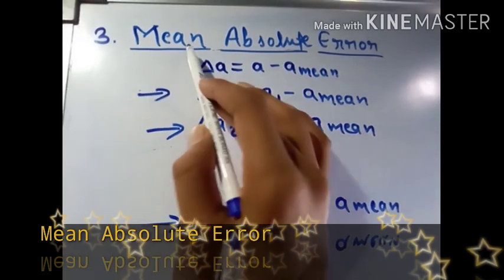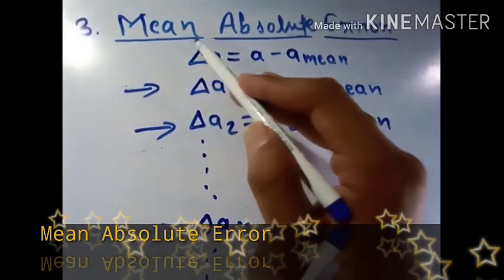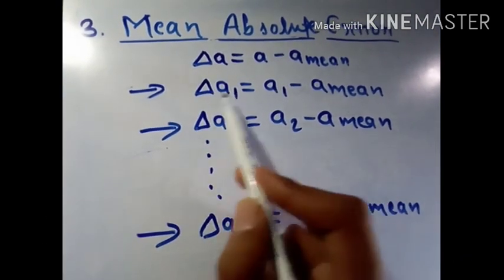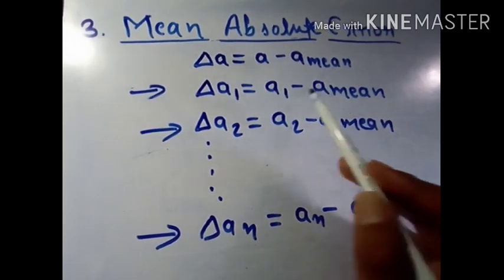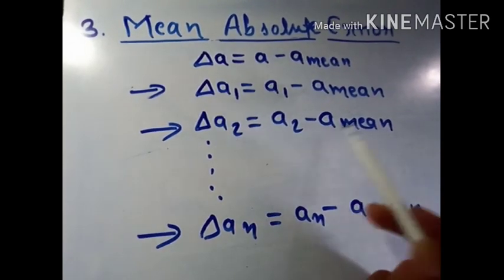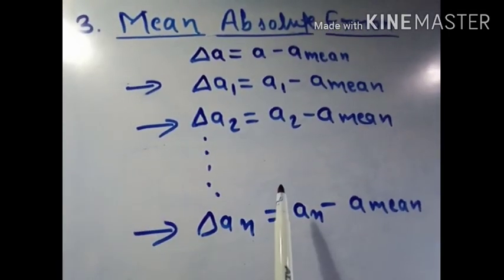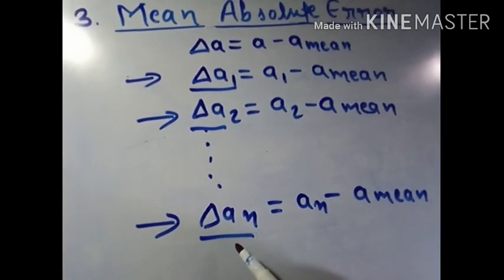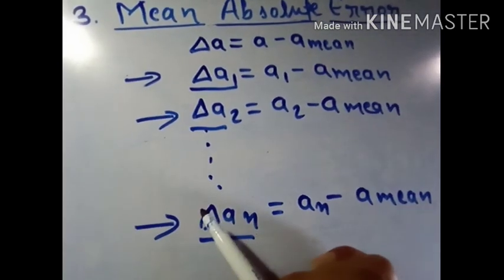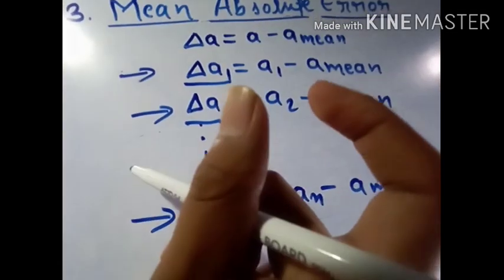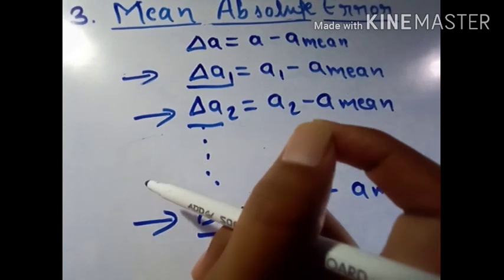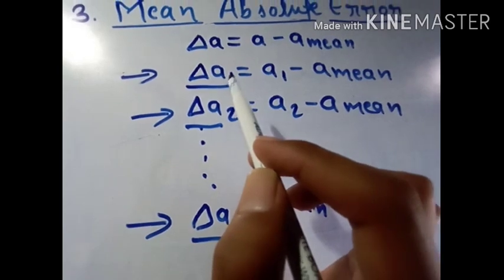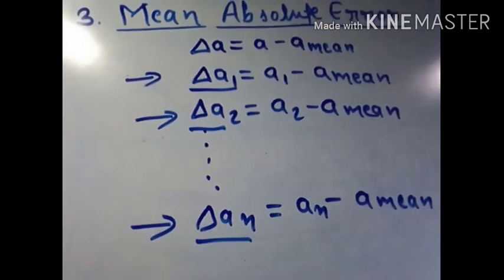that is mean absolute error. Now for calculating the mean absolute error, you have calculated in the previous step the absolute errors, delta a1 is equal to a1 minus a mean, delta a2 equal to a2 minus a mean. These values you have calculated. Now we have n number of such values that we are calling absolute error. So for the single value that best represents all the absolute errors, for finding that value we have to calculate its mean. Understand?